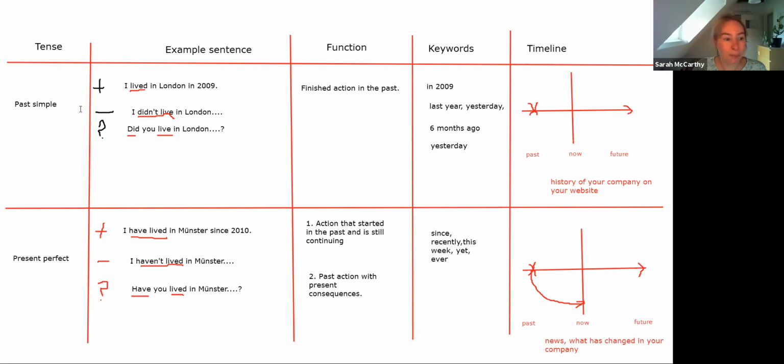Okay, so that's a quick summary of the past simple tense and the present perfect tense.